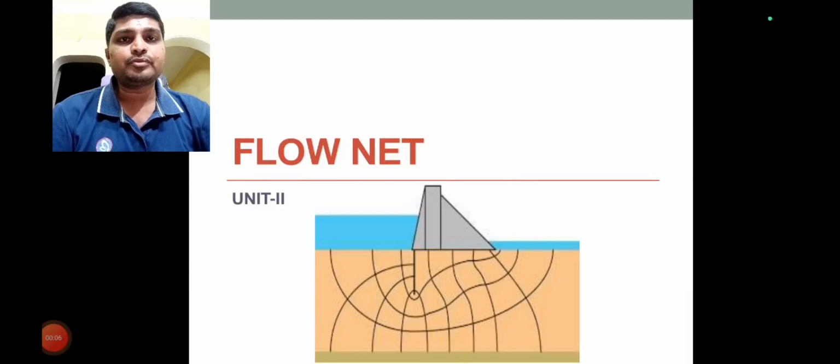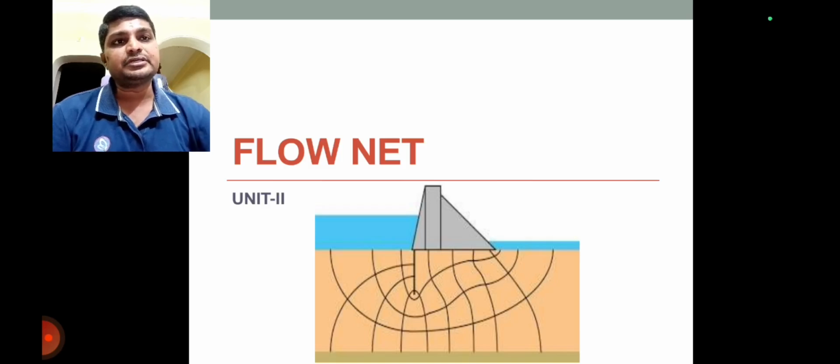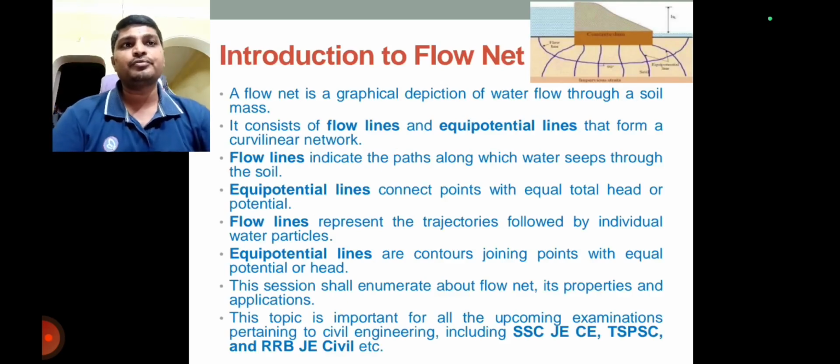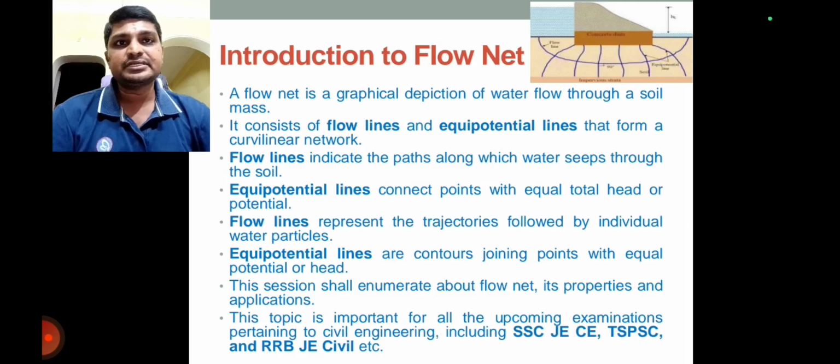In this video I am going to explain a topic called FlowNet, which comes under the second unit. First of all, the introduction to the FlowNet. A FlowNet is a graphical depiction of water flow through a soil mass. It consists of flow lines and equipotential lines that form a curvilinear network.